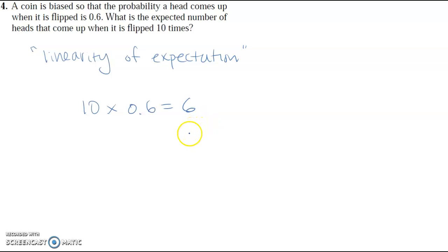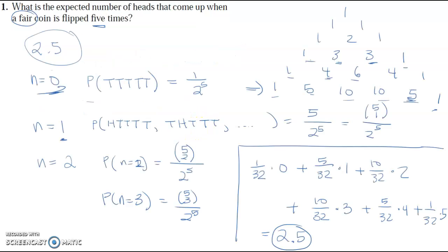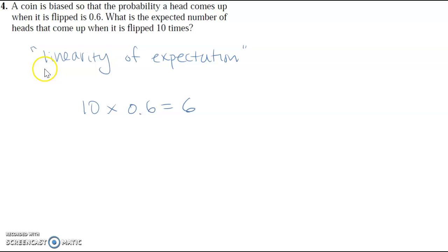So instead of doing the math, which was what we did in the previous problem, we can just directly apply this concept and say that the expected number of heads that will come up would be 6. Which makes sense, because what 0.6 means is that it's biased. It's not a regular fair coin. If you flip it, there is a higher probability that the head will come up than tail.